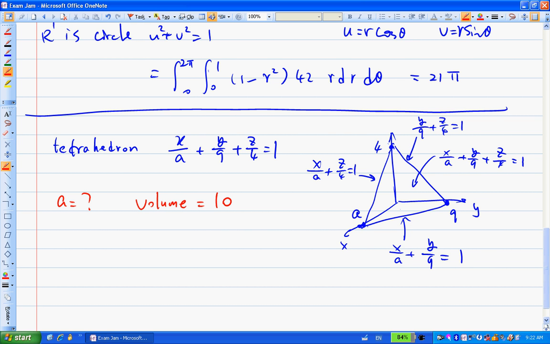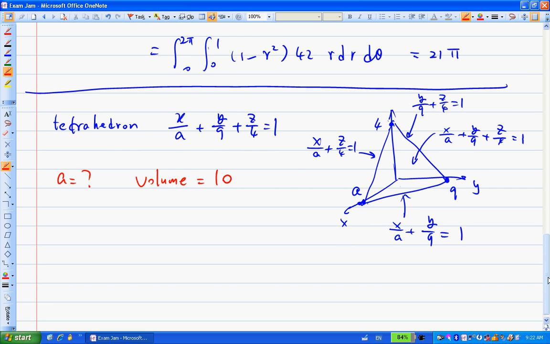So this is actually not a very difficult question, but it might turn out to be a little bit complicated in terms of calculation. When you look at this question, you're looking for volume. Basically, it's a triple integral.